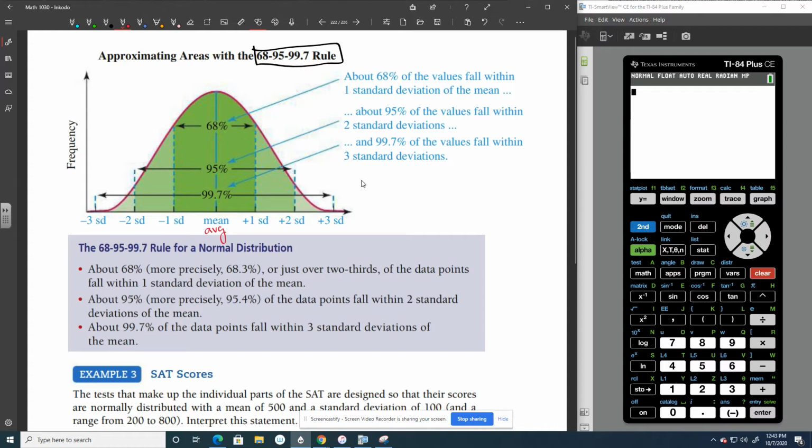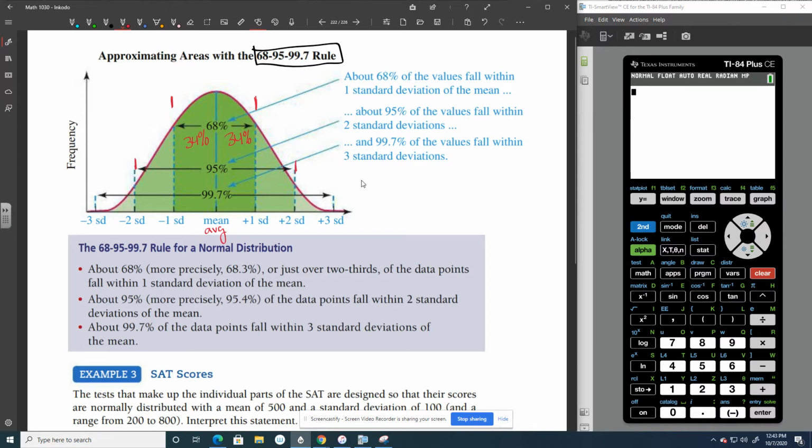So what this is saying is if I have a normal distribution, then 68% of my data is going to fall between -1 standard deviation and 1 standard deviation from the average. Okay, 68% of my data is going to be right here in the middle. So what that means is I'm going to have 34% in this group on the left and 34% in this group on the right.